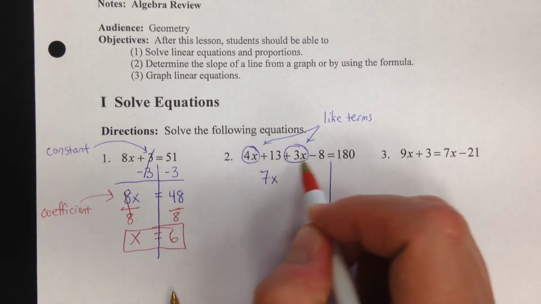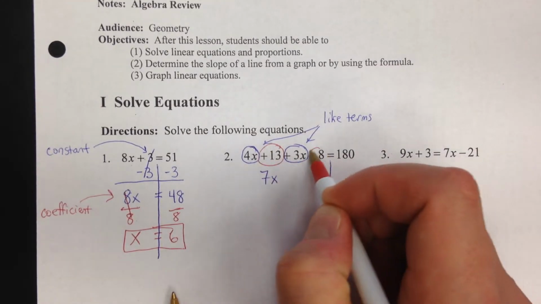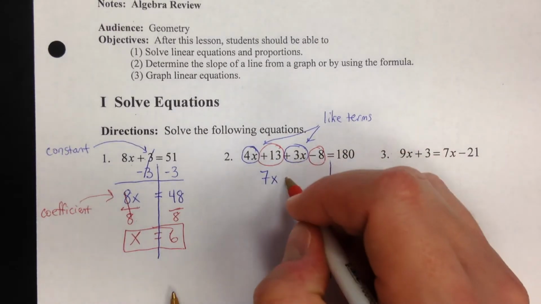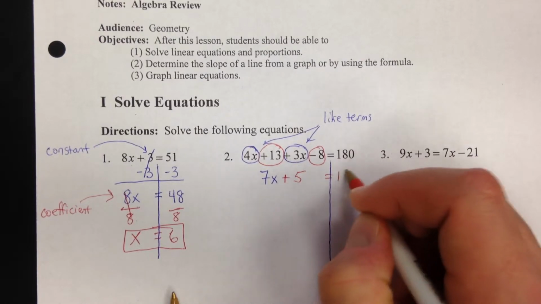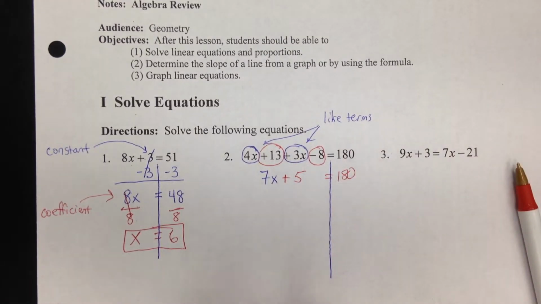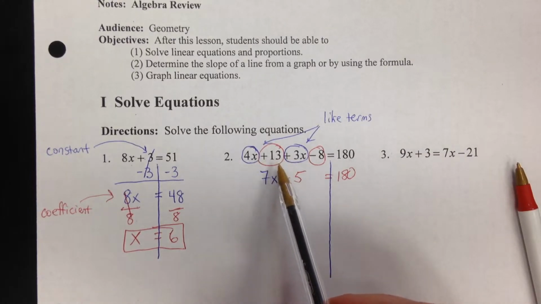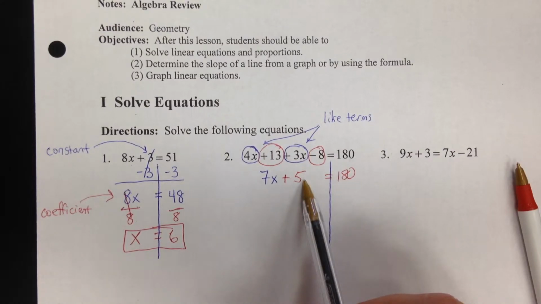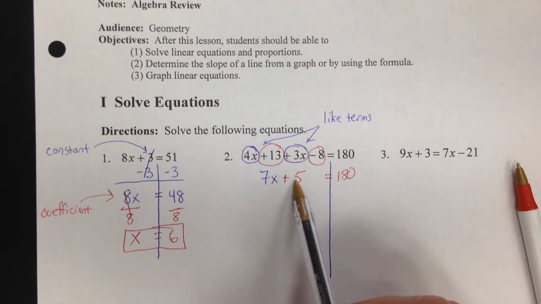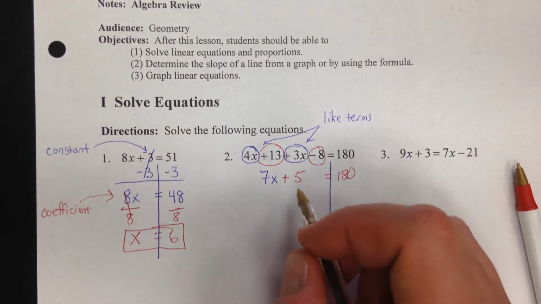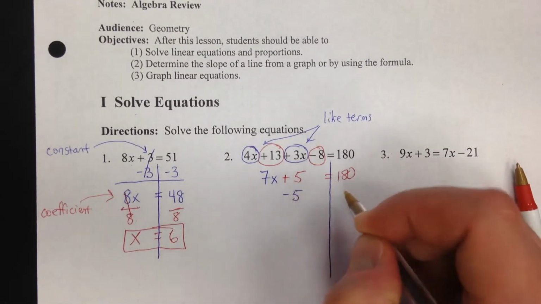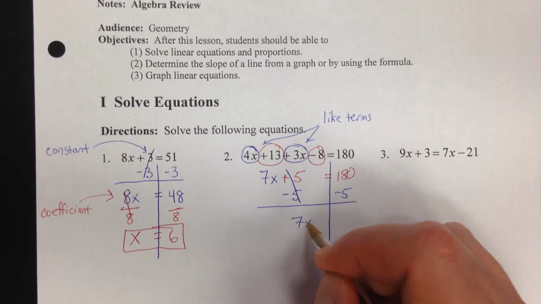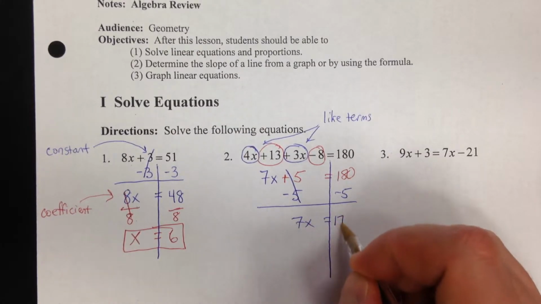Now we also have two constants. We have 13 and we have minus 8. When I combine this, 13 subtract 8 is positive 5. So plus 5 equals 180. Again, I can only do that if they're on the same side. I can't say 5 plus 180. I'm not allowed to combine those because they're different sides, but I can move the 5. That's my constant, a positive 5. To move a positive number, I subtract it to undo that. So we get 7x equals 180 minus 5 is 175.